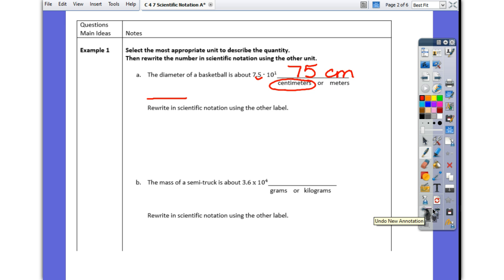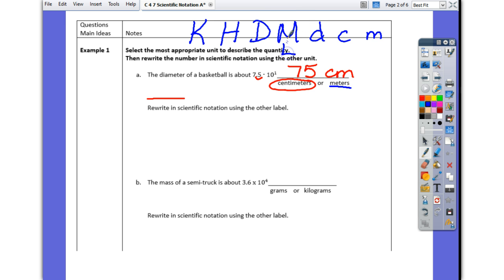Now we have it in centimeters. Now what do we need to do? Rewrite the number in scientific notation using the other unit. So we need to now turn this into meters. Kangaroos hopping down mountains, drinking chocolate milk. And this can be meters, liters, or grams. So we're going to go from centimeters, so the kangaroo's here, and it hops where?